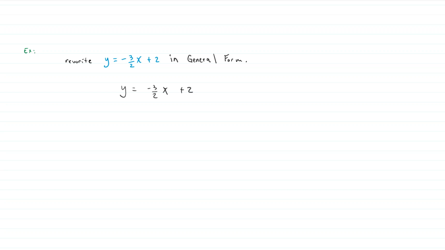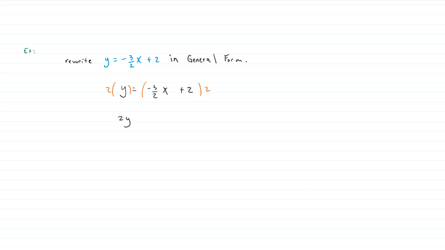You don't have to do this next step. I just think it's nice because it gets rid of the fractions. If you like fractions, you can skip this step. But I like to get rid of fractions. So I'm going to multiply everything by 2. And again, you don't have to do this step.